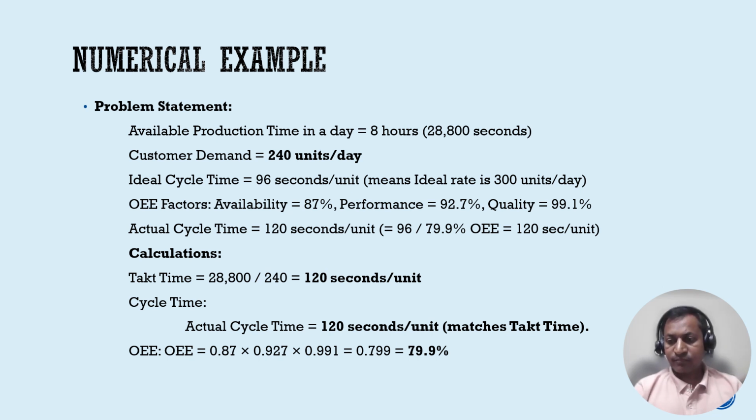Calculations are as follows. TAKT time is equal to 28,800 seconds divided by 240, which is equal to 120 seconds per unit. Cycle time is equal to actual cycle time, which is equal to 120 seconds per unit. It is matching to the TAKT time. OE, we already calculated that 87%, 92.7%, and 99.1% are all multiplied together, coming to 79.9%.